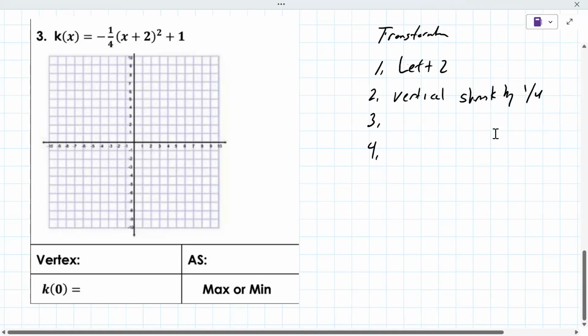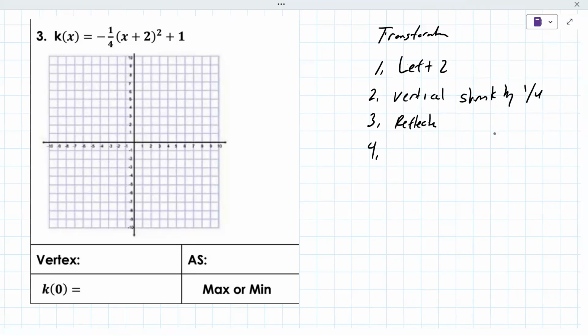And then it's a reflection across the x-axis. Okay, very good. And then it's up one. Up one, good, okay. Can you give me the vertex next, please? The vertex would be -2, 1. Very good, okay, so there's your vertex. Axis of symmetry is x equals -2. Again, I would do it as a dashed line if that was something that was wanted.